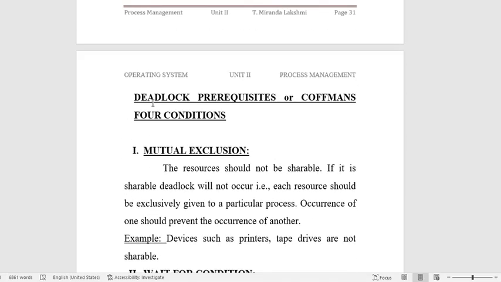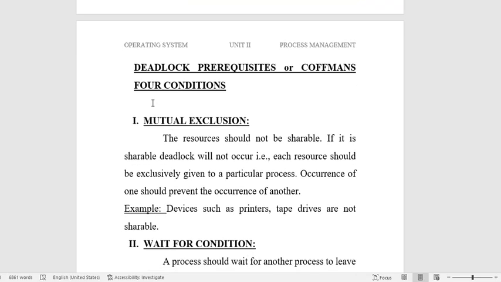Before getting into mutual exclusion, wait for condition and all, what are called deadlock prerequisites? If these four conditions occur, then the deadlock will surely occur. Or if any one of the conditions occurs, then the deadlock will occur. This was framed by Coffman, so it is called Coffman's four conditions.